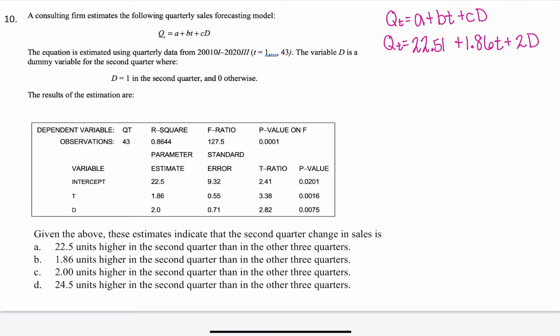So 10 says the estimates indicate that the second quarter change in sales. If we read, we see that variable D is a dummy variable for the second quarter. So right here. So in the second quarter, it's going to be 2 times 1. So it will always be 2 units higher in the second quarter than in any other quarter. So our answer is C. Because only in the second quarter will you get to add that 2.